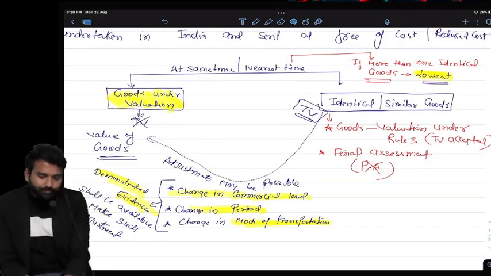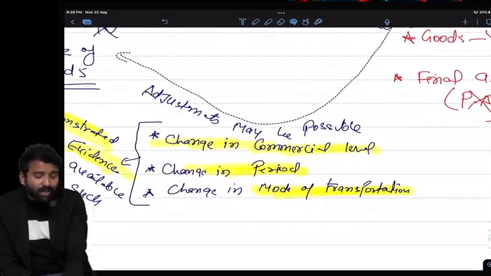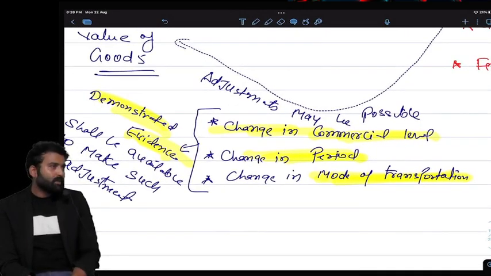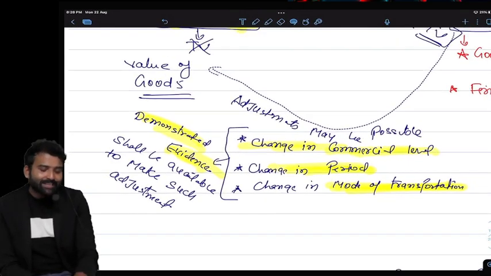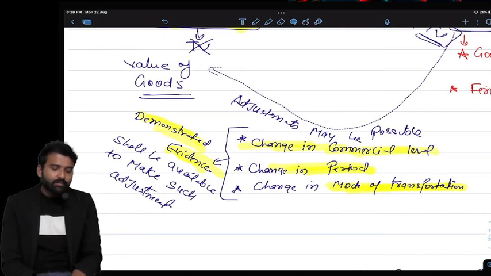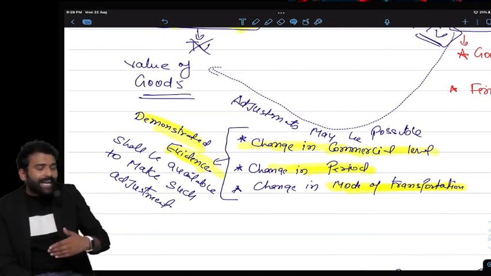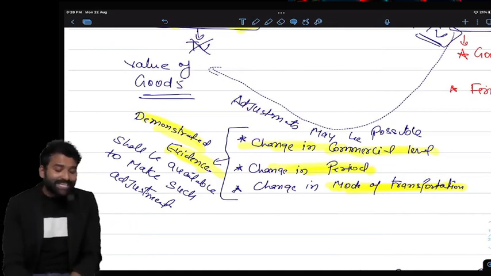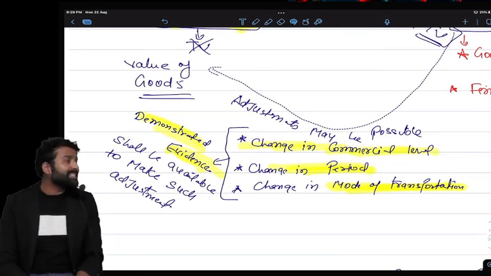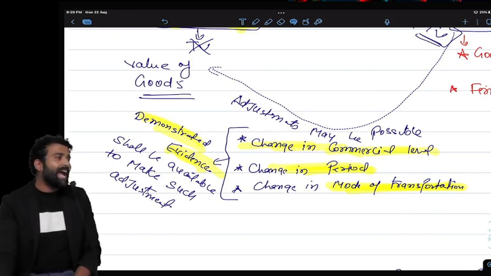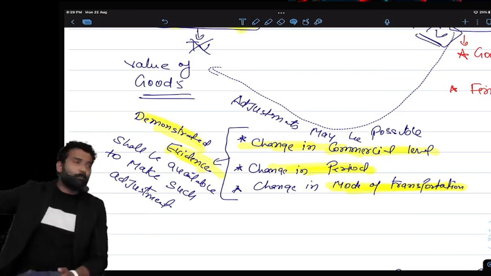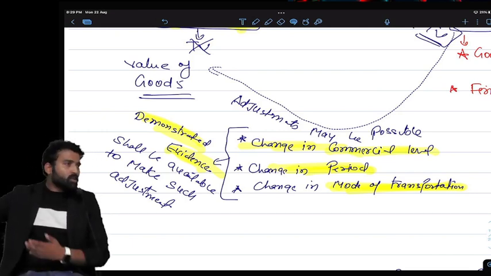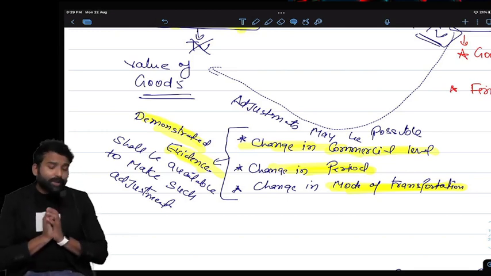Sir, I am using the price of other goods for my commodity. So there might be a chance that adjustment is required because of change in the commercial level, because of change in the time period, because of the change in the mode of transportation. Like I was importing through vessel, they were importing through air. So because of the freight, my value should be different.